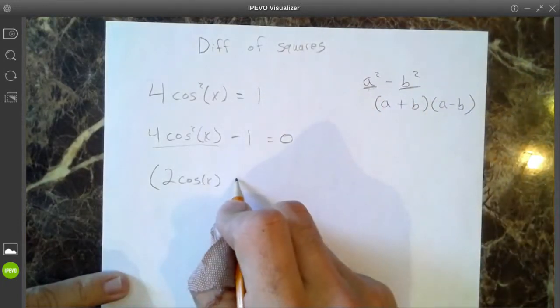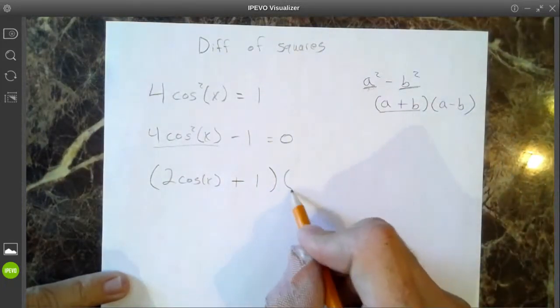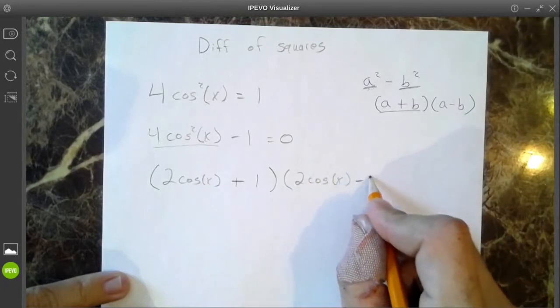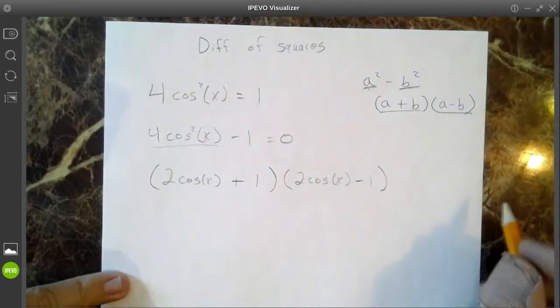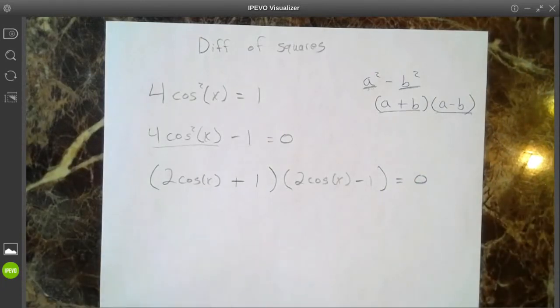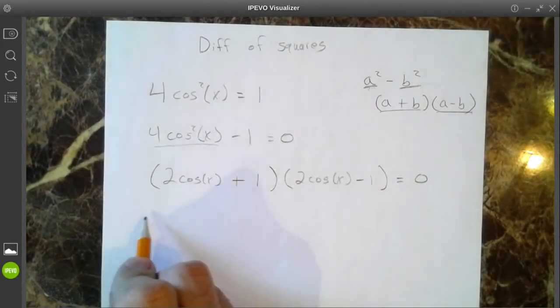So it's going to be that plus 1. That's that first factor. And then 2 cosine x minus 1. That's my second factor there, is equal to 0. All right, now that it's in factored form, I can go ahead and apply that zero product property where I take each of those and then set them equal to 0.